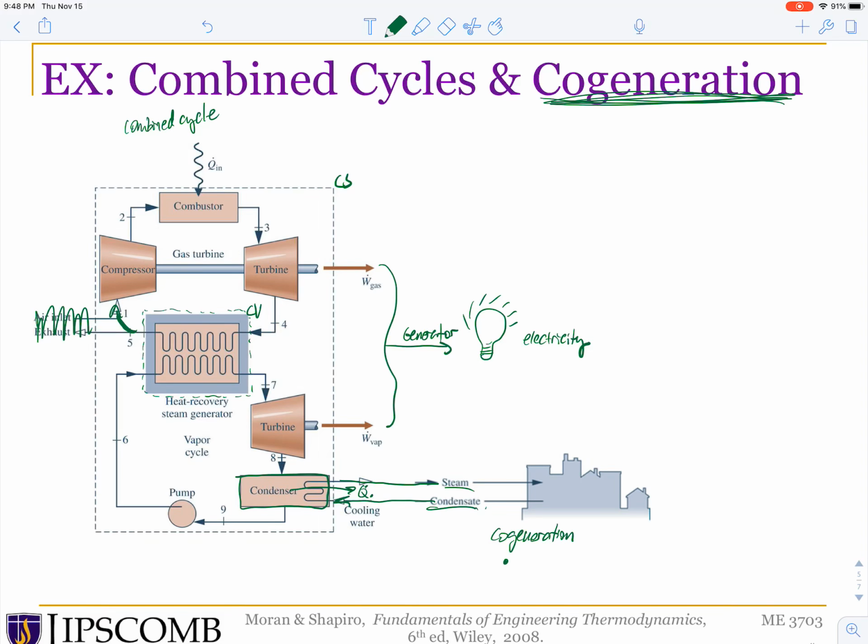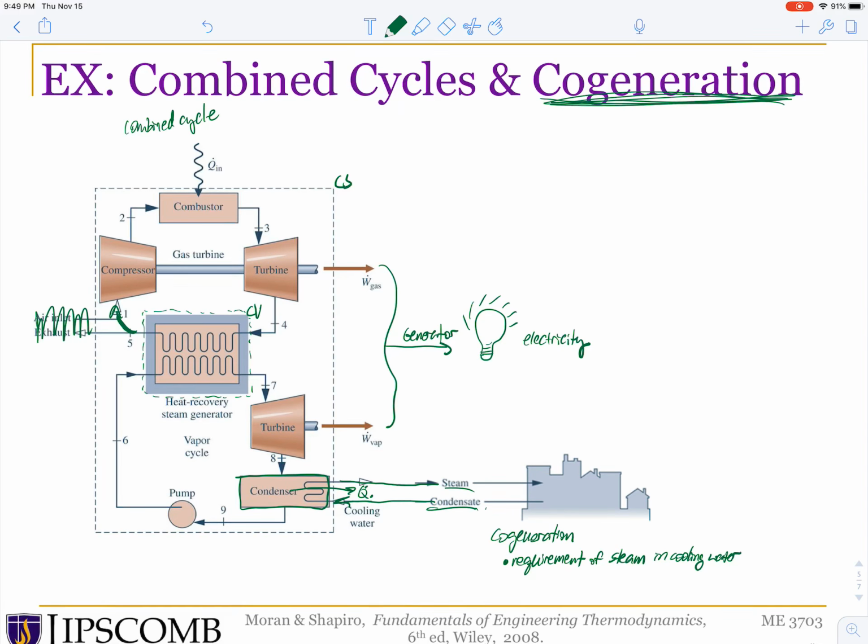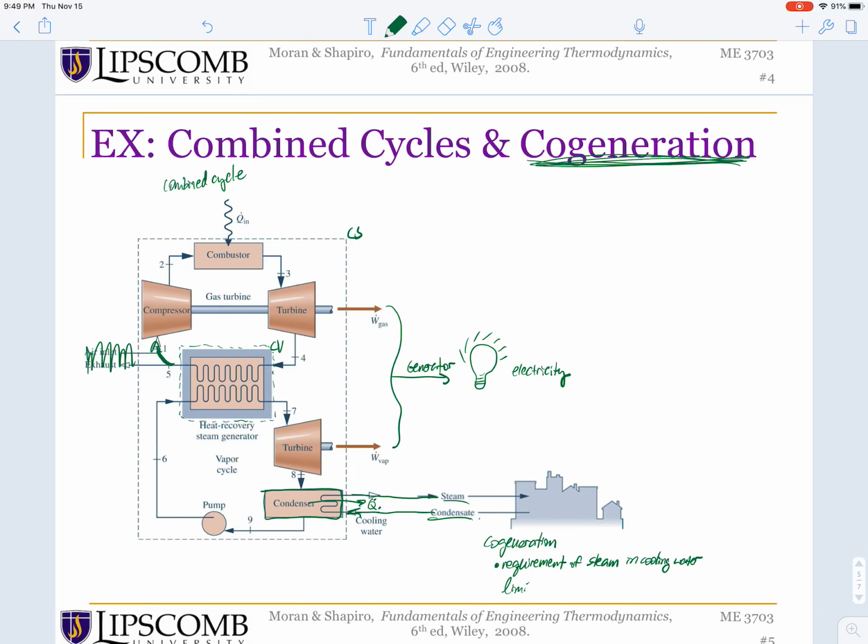The downside here is that the requirement of having steam in the cooling water limits your condenser pressure. Also known as back pressure.